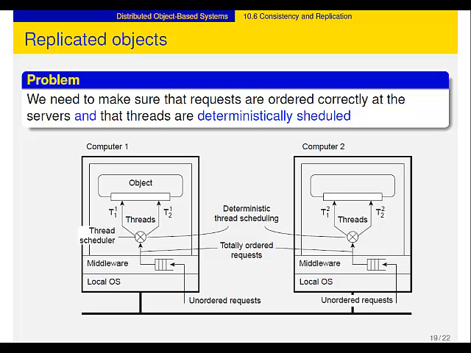If each thread just grabs one request from the queue, then it's okay. And that's what I call deterministic thread scheduling. If you know for sure that all threads always take the same request, you're fine.